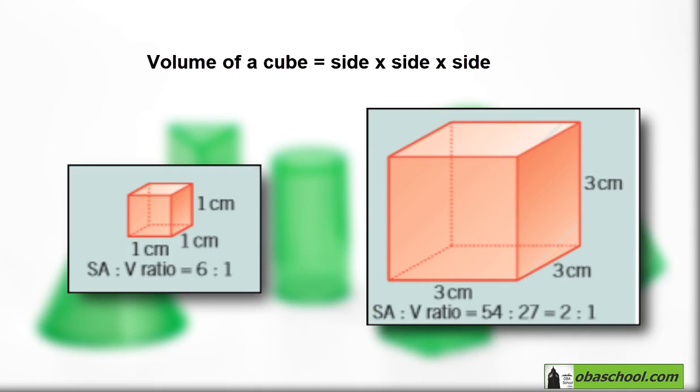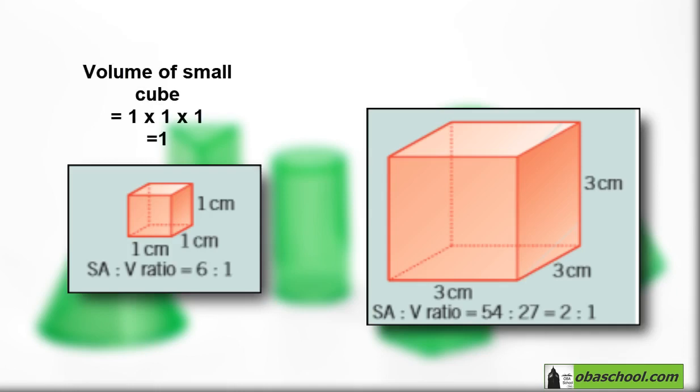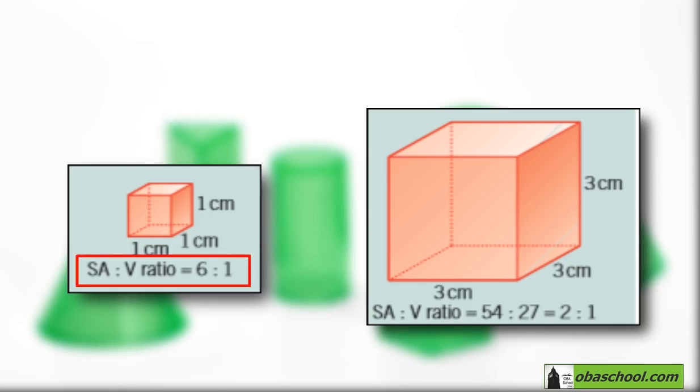What's the volume of the small cube? The volume is the side cubed, which is 1 cubed, so it's 1. So the volume of the small cube is 1. The surface area to volume ratio of the small cube is 6 to 1, which is 6. So the surface area of the small cube is 6 times as much as the volume.